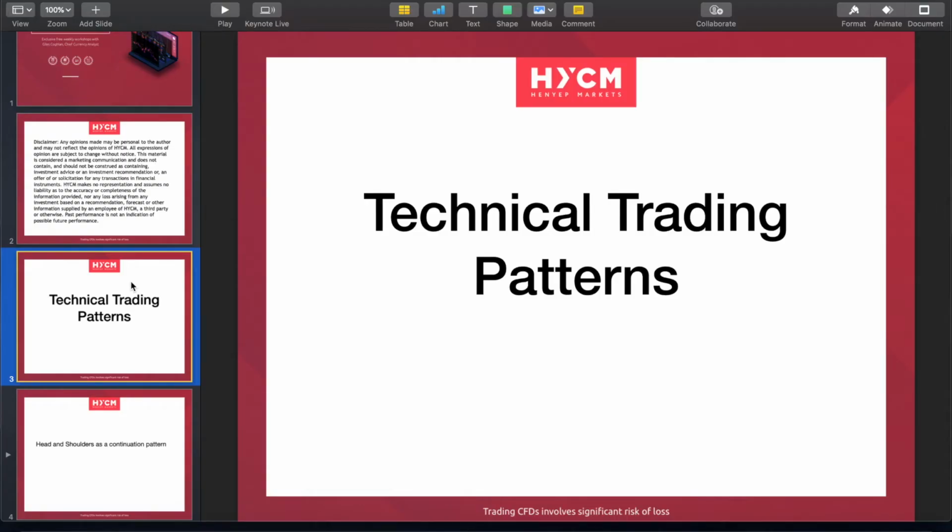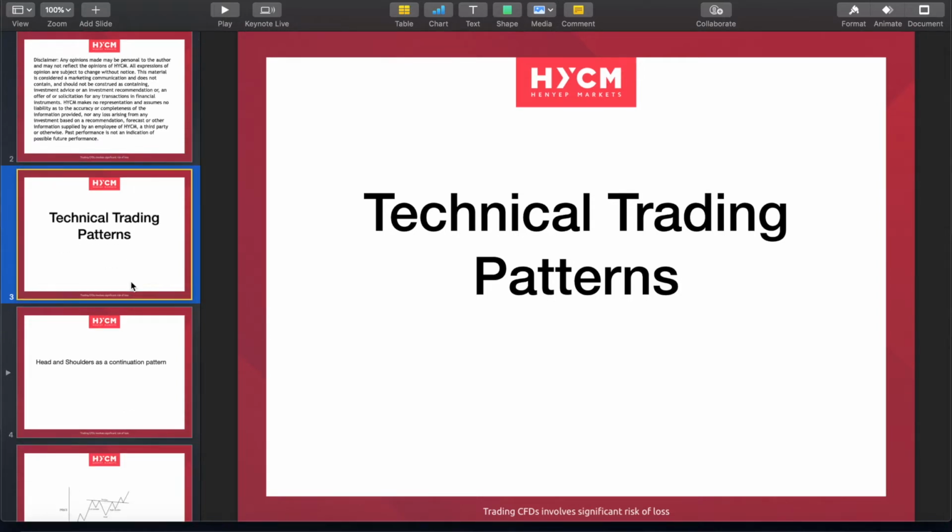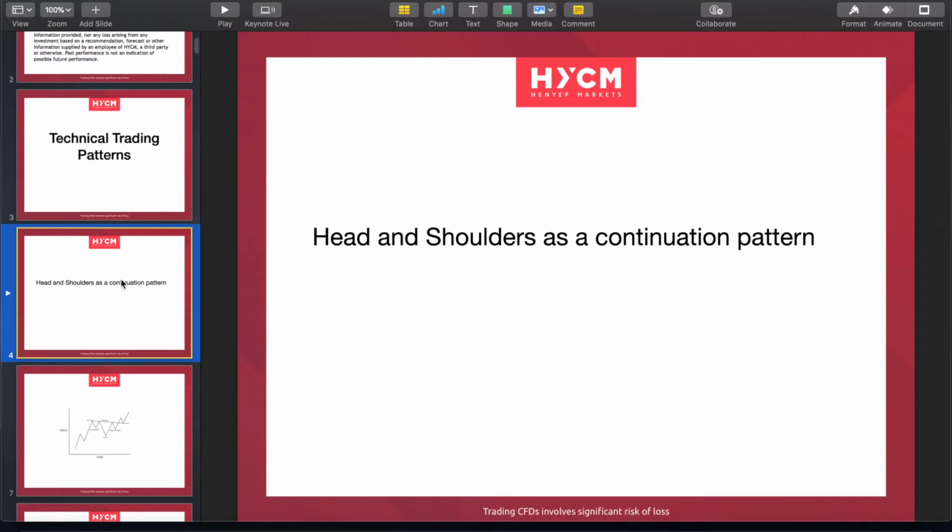Now in this video, I'm going to outline another key technical trading pattern. We've already covered the head and shoulders as a reversal pattern, and that's the primary and the main use of the pattern. However, in this video, I'm just going to outline head and shoulders as that continuation pattern.